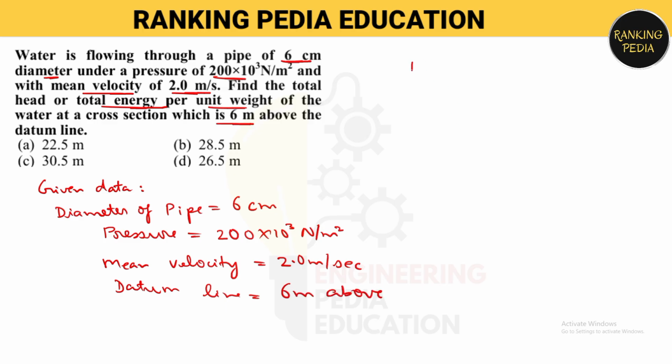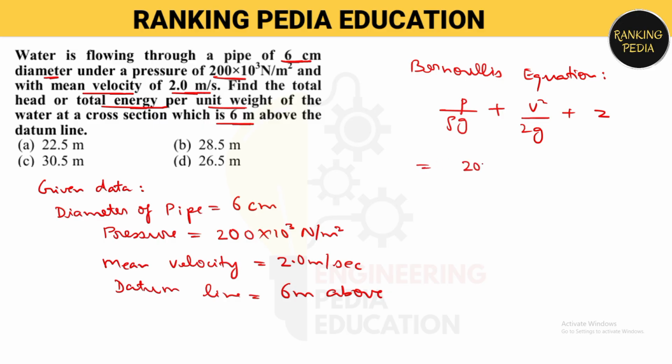So what is Bernoulli's equation? You have to remember this equation: P/ρg + v²/2g + z. Now we will just put in the values.